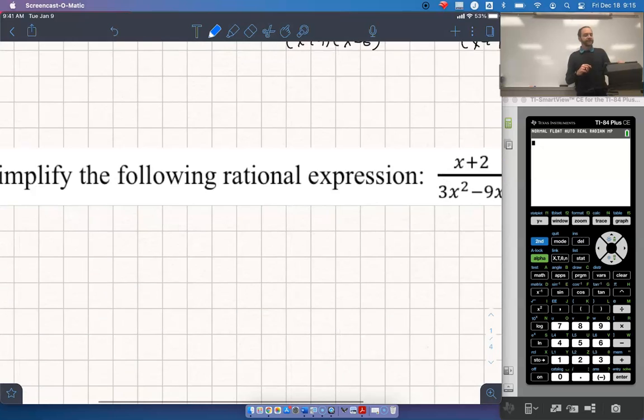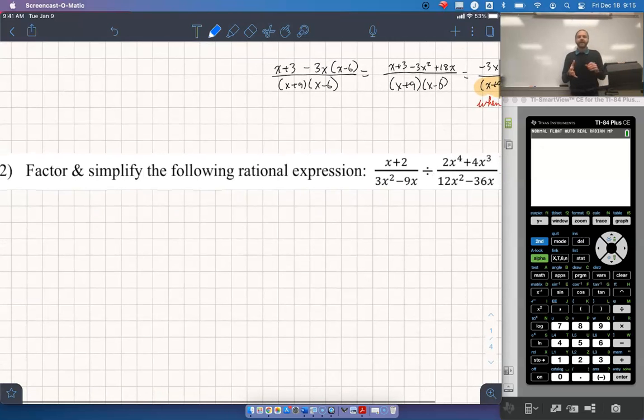Problem number 2 is something different. It's dividing. And some of the things I've seen is that students are going, well, I need a common denominator. And you don't when multiplying. Think of it like numbers. If I have 1/2 times 1/3, it's 1/6. You don't need a common denominator. So that's the difference between addition, subtraction with rational expressions, and multiplication and division.